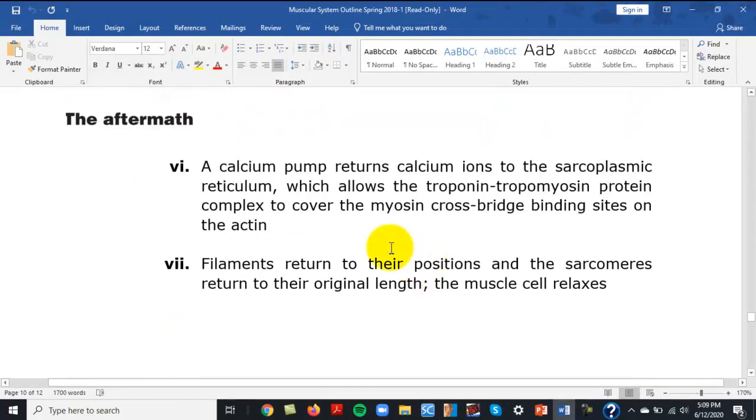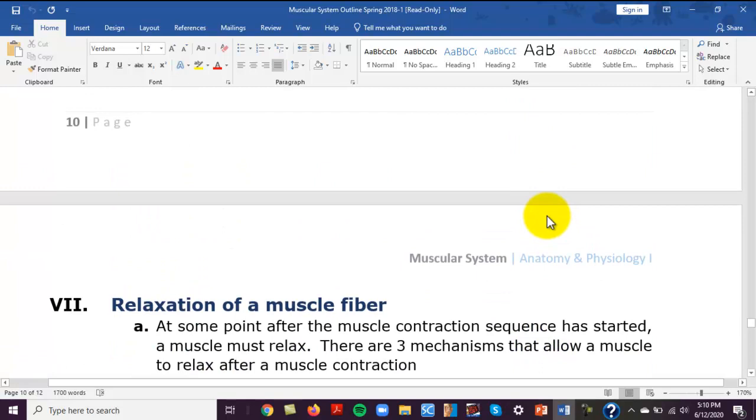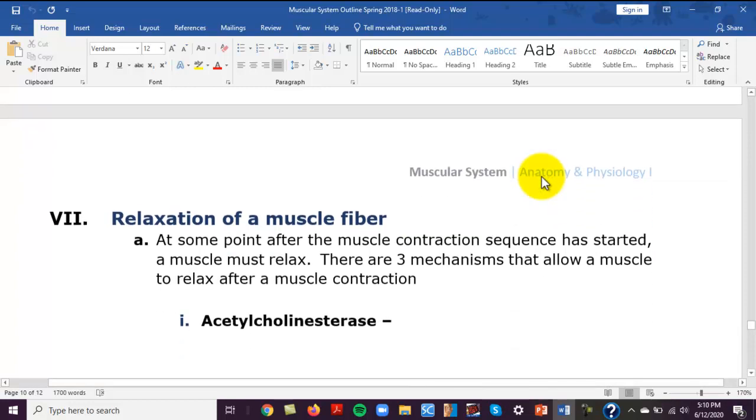So down here, the aftermath: a calcium pump returns calcium ions to the sarcoplasmic reticulum, which allows the troponin-tropomyosin protein to cover the binding site on actin. So the myosin head can't attach anymore. Filaments return to their positions, the sarcomeres return to their original length, and the muscle cell relaxes. Now, if you're doing constant lifting, that whole thing is going on the entire time. But at some point, yes, you're going to relax a muscle.